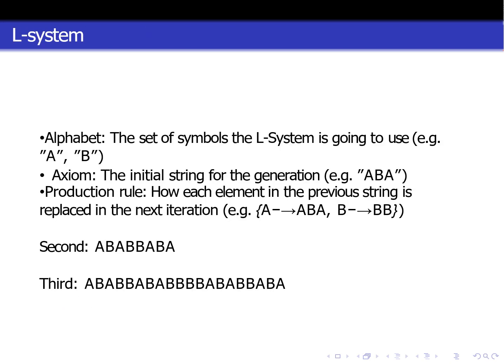One is the L system. It consists of three elements: alphabet, the set of symbols the L system is going to use, like a string containing letters A and B. Axiom, the initial string for the generation, like ABA. Production rule, how each element in the previous string is replaced in the next iteration. For example, A turns to ABA and B turns to BB. Then we can get the second and the third string like this.